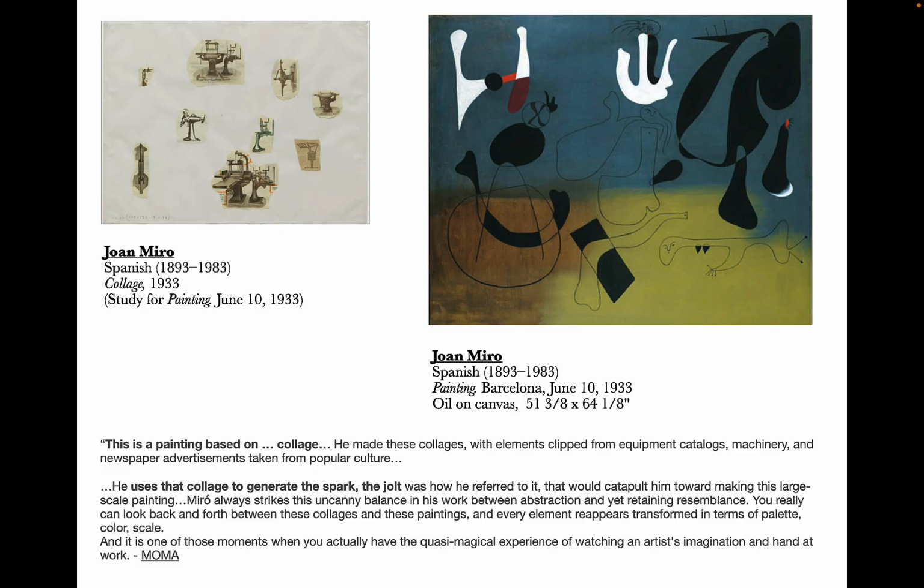So, this has happened before. We're taking from the greats, right? And we're learning their process and making it our own so we can make strong compositions. So what Miro did on the collage, you can see on the left, he clipped out stuff from equipment magazines and machinery and newspaper ads and popular culture and put them in a collage. And then the collage was what he used to generate a spark, or a jolt, is how he referred to it, to get to these larger paintings.